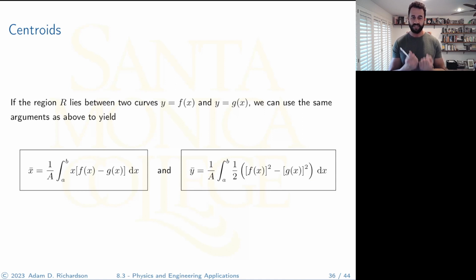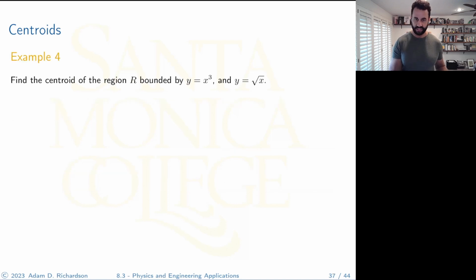They should look very, very similar. And again, it's because we've still got x f of x and x g of x for the x-coordinate. We're just taking the difference. And then we've still got 1/2 f of x squared and 1/2 g of x squared. We're just taking the difference. That's what's going on here. All right, now that we know those two formulas, let's apply them.